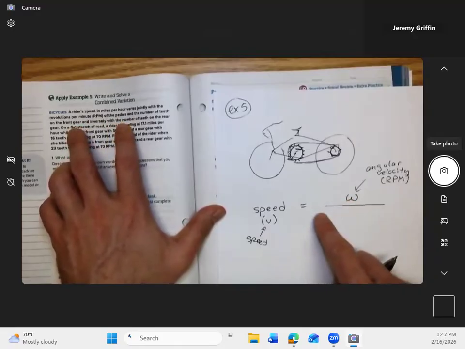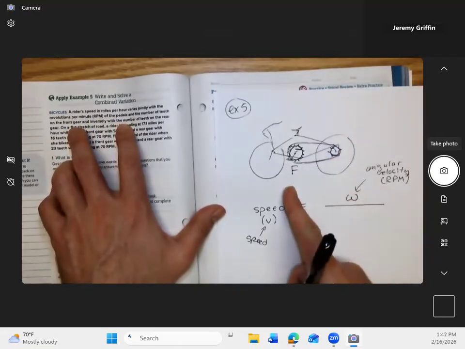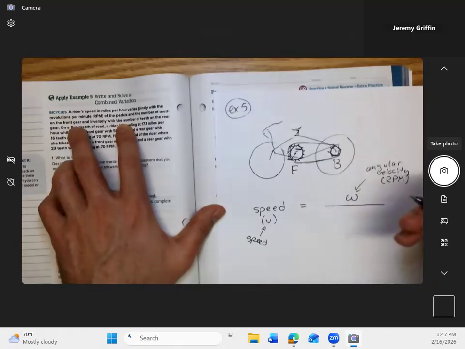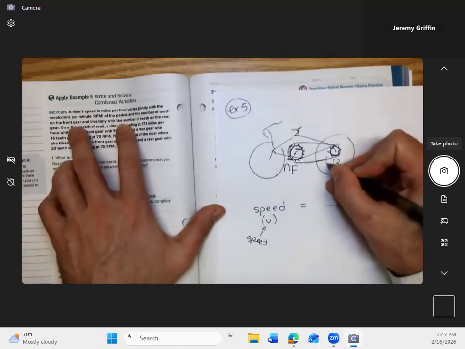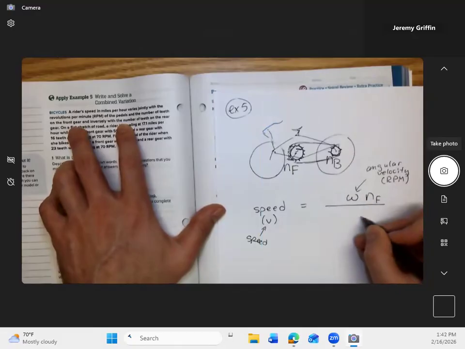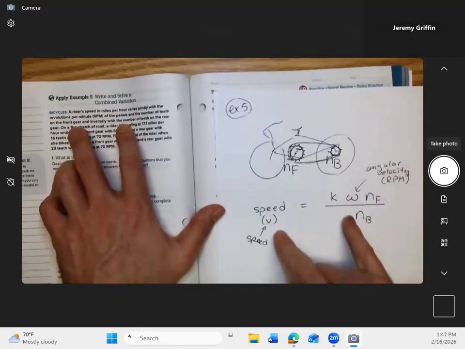The number of teeth on the front gear, how about N sub F is the number of teeth on the front gear, and N sub B is the number of teeth on the back gear. Does that make sense? Let's do that. So the speed goes with the number of teeth on the front gear, and inversely with the number of teeth on the back gear. There we go. And I'll also throw in some constant so I can come up with an exact equation, and then I can go through and solve this.